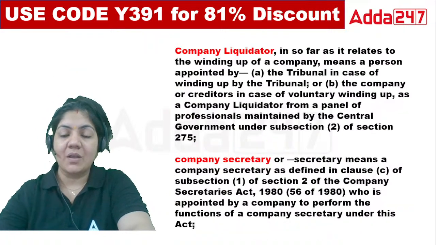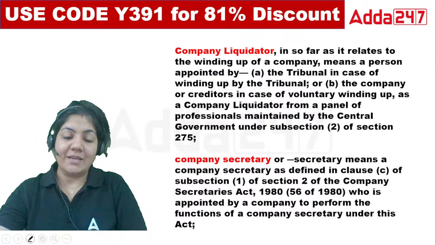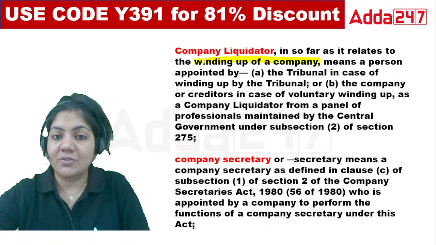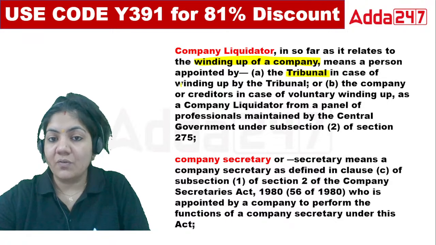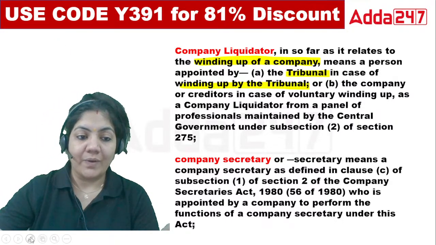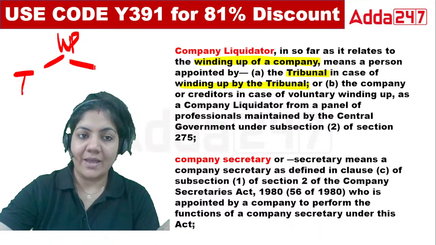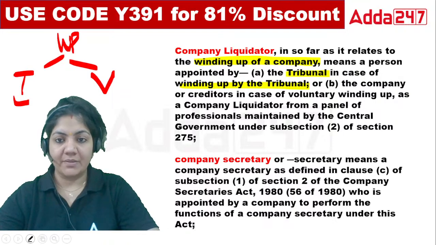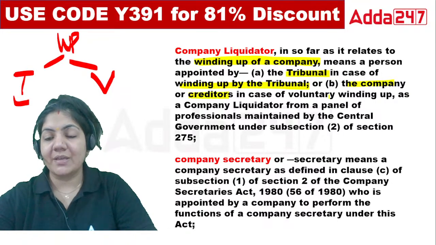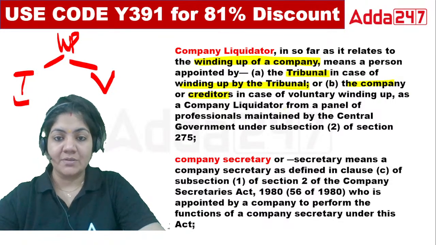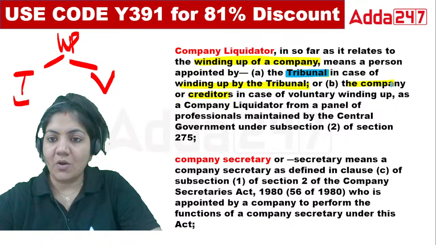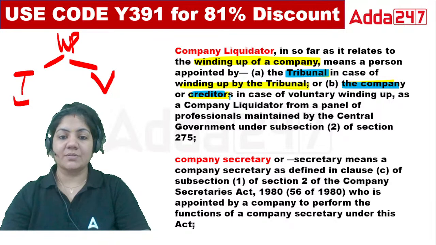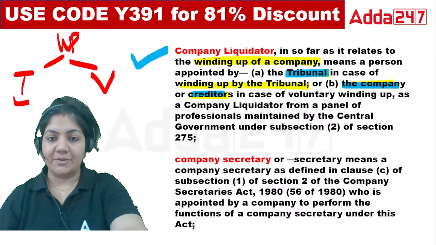Okay guys, next one, what is company liquidator? Liquidator is basically, suppose the company is going to be wound up. It is related to the winding up of the company. Winding up can happen in two ways, through the tribunal and through voluntary winding up. If the company is wound up through the tribunal, the liquidator means the tribunal. And in the second case, in voluntary winding up, the company or creditor as the case may be acts as liquidator. So you can say the company liquidator can be the tribunal, or the company or creditor in case of voluntary winding up, because there are two types of winding up. Okay, this is important for the examination point of view.